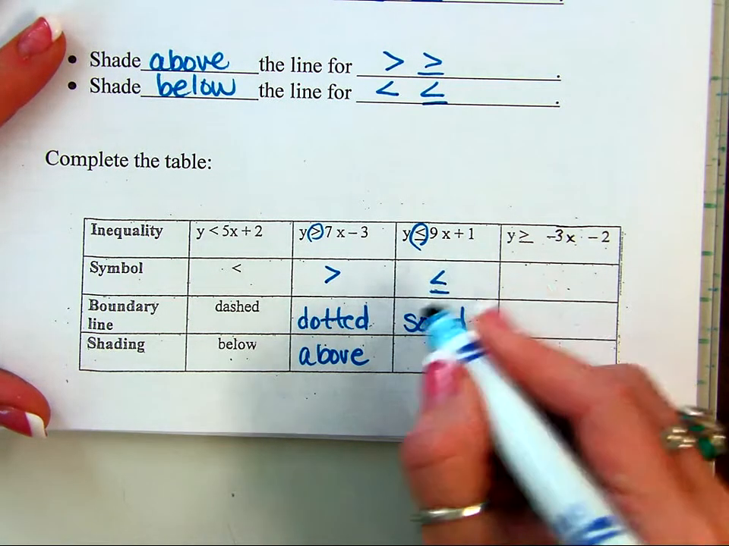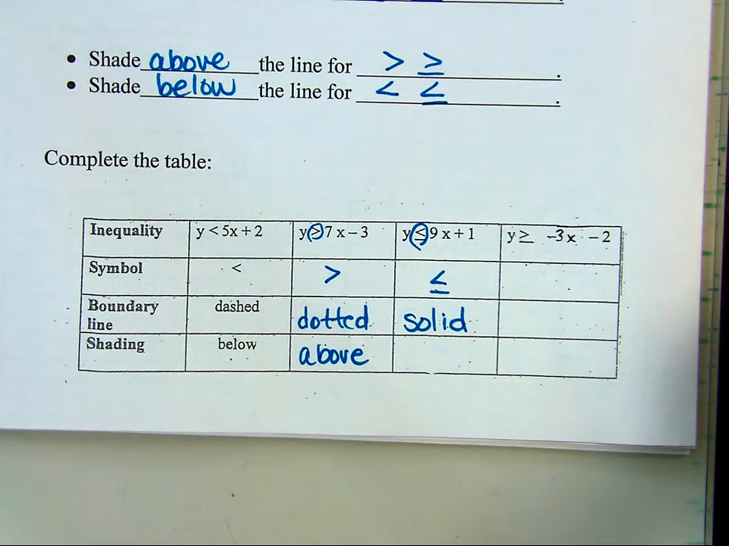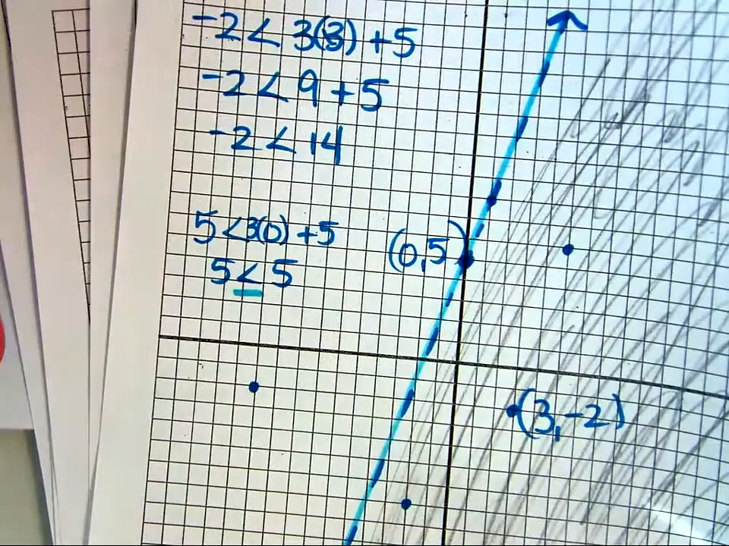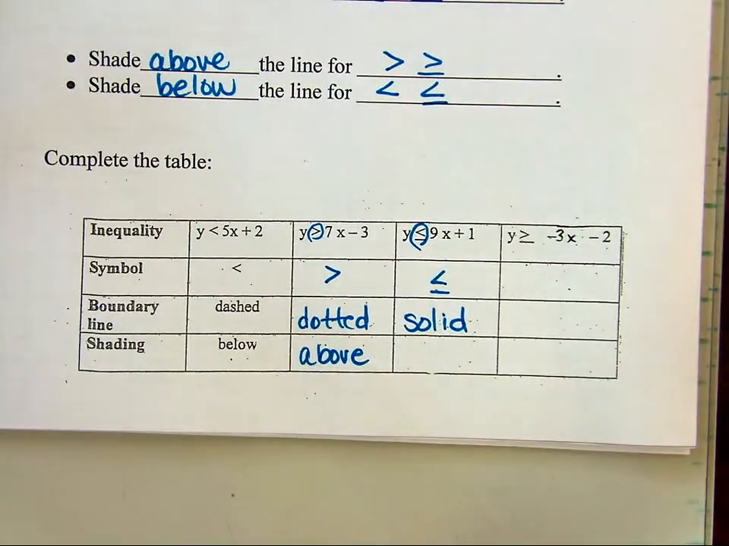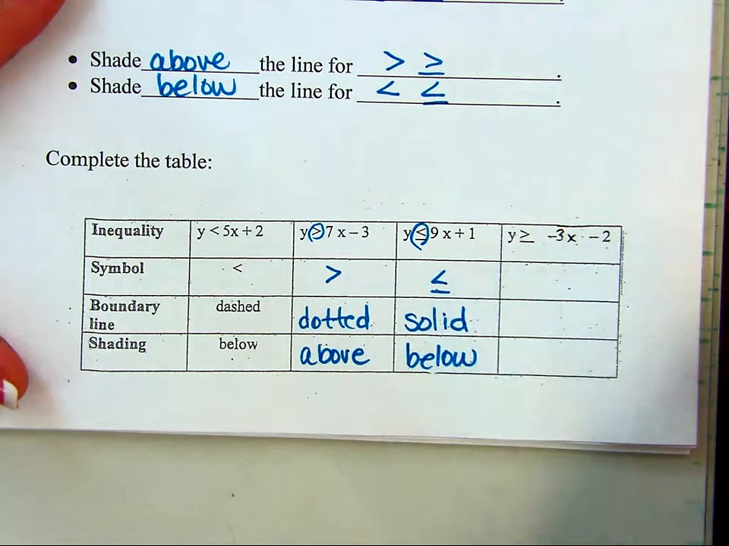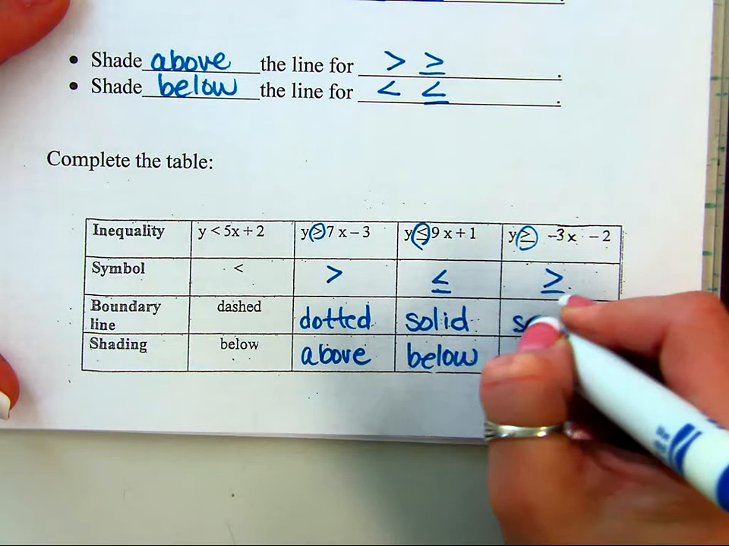This is going to be the trickiest thing because you really have been thinking less than to the left, right? But if you're thinking to the left, it's actually going up. So you have to stop looking at it as left and right. You have to start looking at it as above and below. So this is going to actually be shaded below. And this is also solid, but this time it's greater than, so it's going to be above.